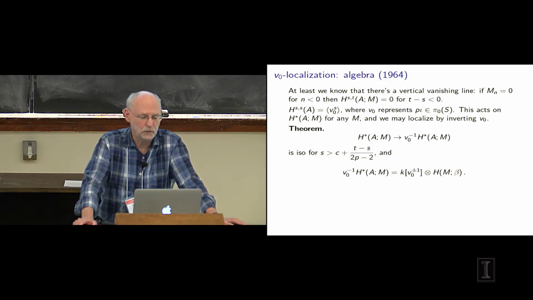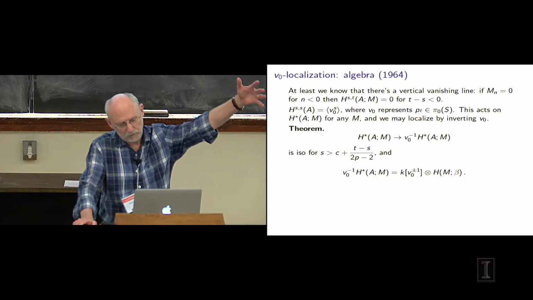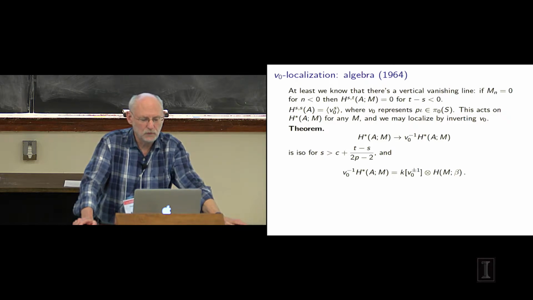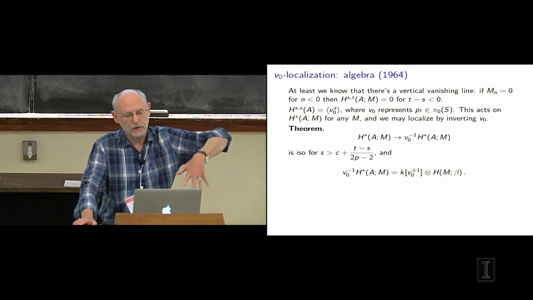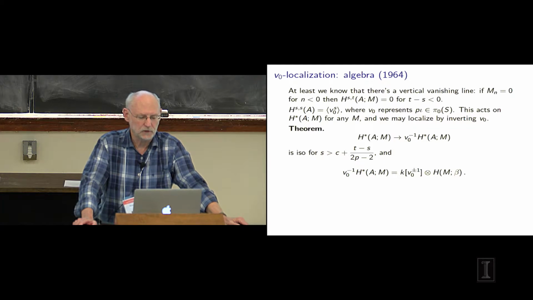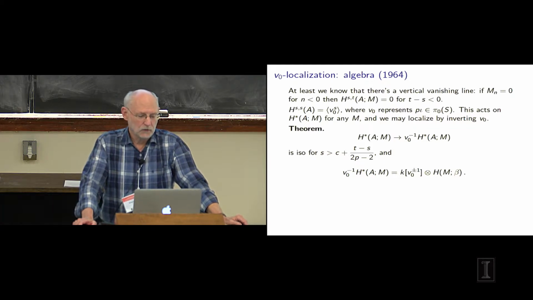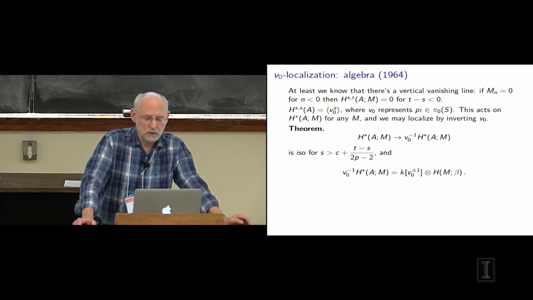And the slope here is 2p minus 2. So for s above the stem degree divided by 2p minus 2, the localization map is an isomorphism. That is to say, everything is periodic, and the periodicity operator is just the vertical operator, multiplying by v0. And then there's a localization result that identifies what that localization is. And here the answer is quite simple.